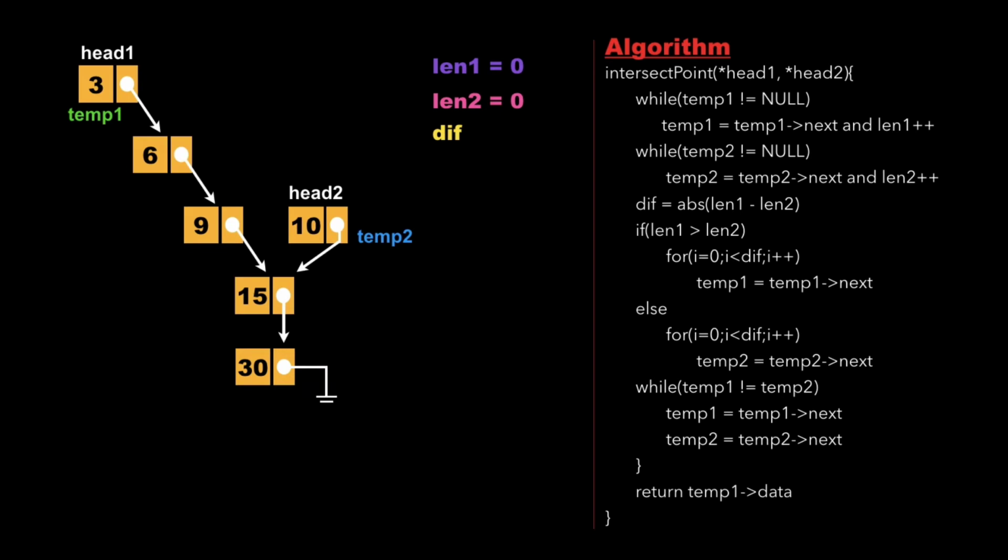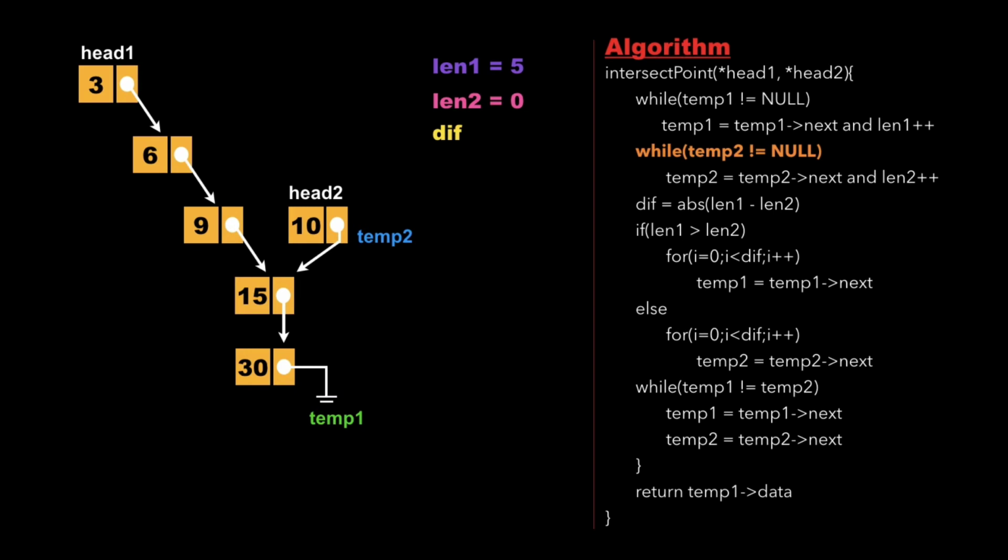So we begin our algorithm with a while loop where we check whether temp1 is not equal to null. Since this condition is true, we update the value of temp1 as temp1 of next and increment the value of length1. Again we check whether temp1 is not equal to null, which is true. So again we update temp1 as temp1 of next and increment length1. We continue this process until we reach temp1 as null while traversing linked list 1.